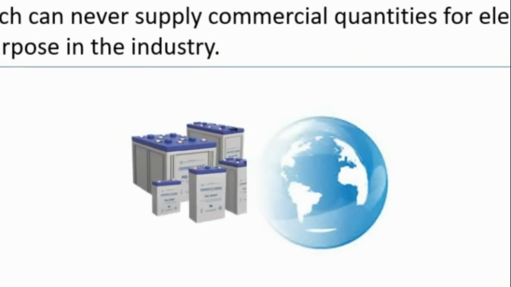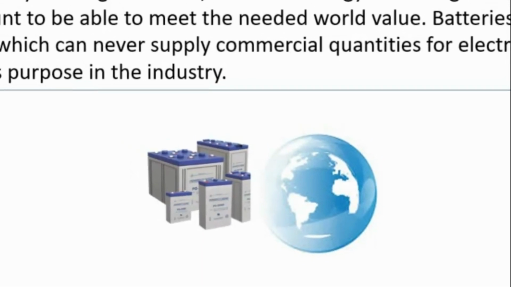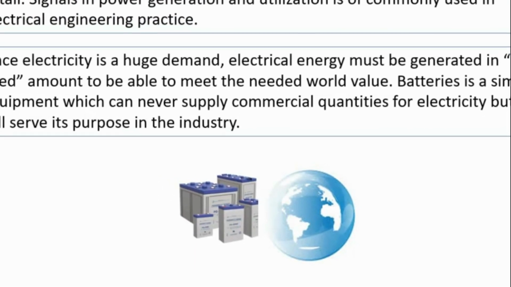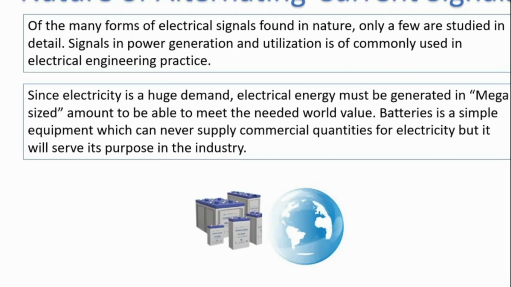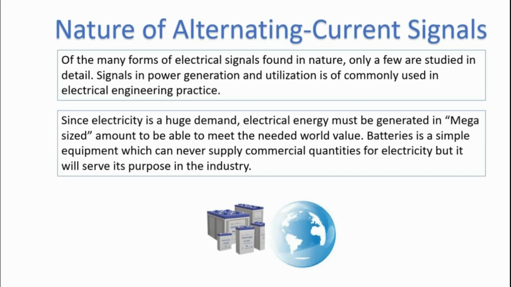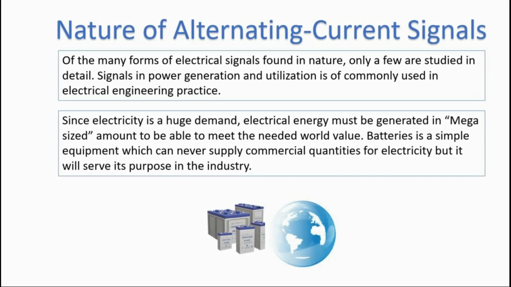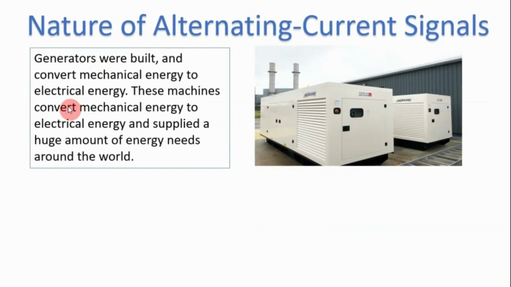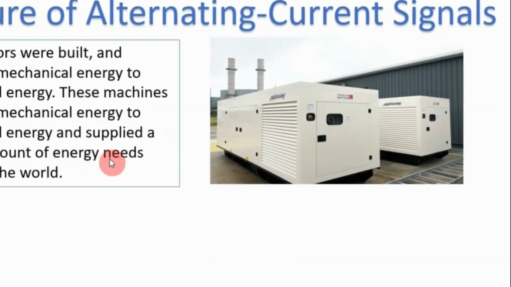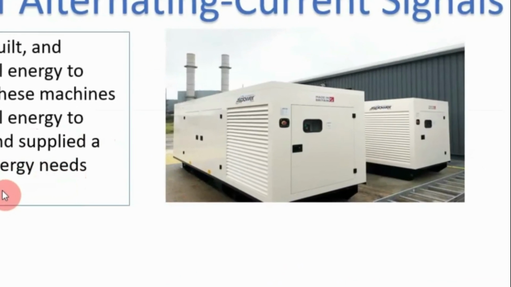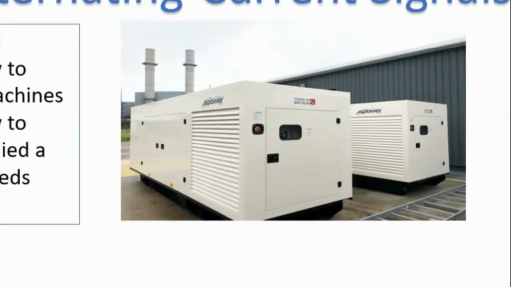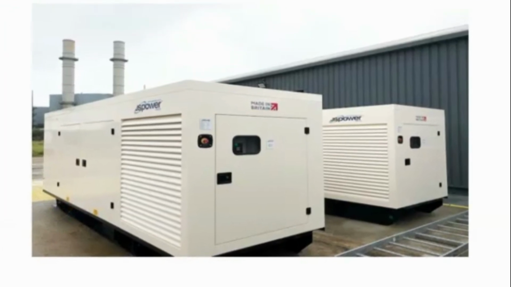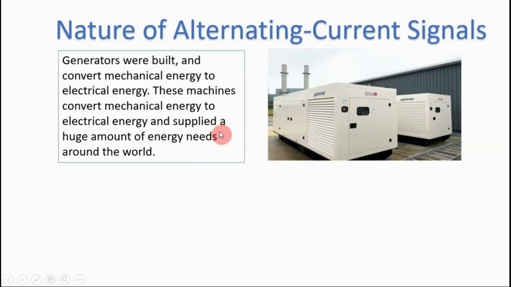Our world really needs a mega-sized amount of electrical power. To meet this, batteries are not capable of supplying these demands, but batteries also play an important role in the industry. So we created the generators. By the way, these are the machines that supply a huge amount of energy, of electrical power. It has the capability. So therefore, by these machines, the world's energy demands can be met.